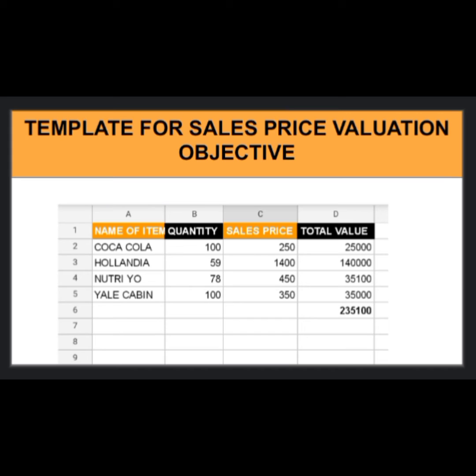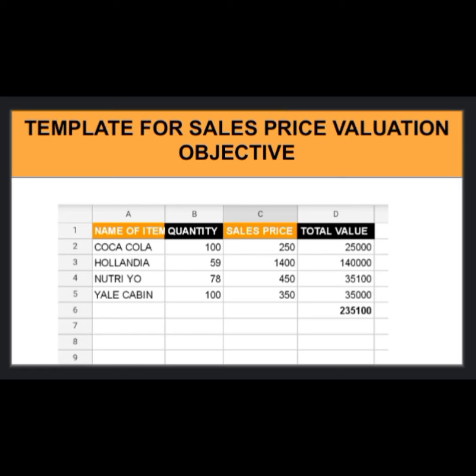What does that mean? It means that with this template, you are able to tell the business owner, look at the total value of everything in this your shop, assuming you have sold all of them. Everything in this shop, Oga, assuming you have sold all of them, this is the amount of money you would have made. This is the value you would have made.